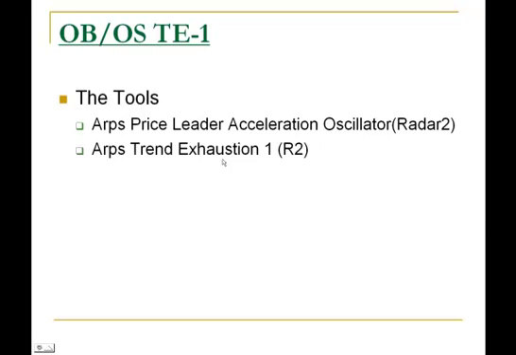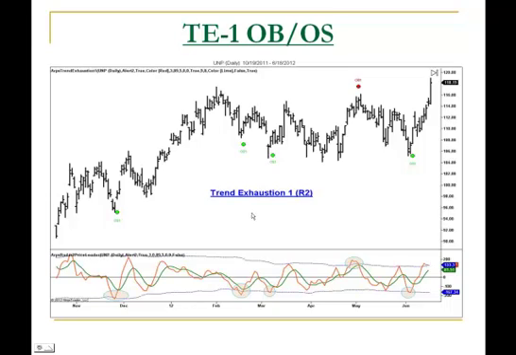Now, one of my other favorite setups is the trend exhaustion 1 overbought oversold setup. And the trend exhaustion 1 is a signal dot tool that is based on, again, the Radar 2 Price Leader acceleration oscillator. Let me show you how this works. Once again, you can see I have the Radar 2 Price Leader applied to the bottom of this chart. You recognize this two-line oscillator.